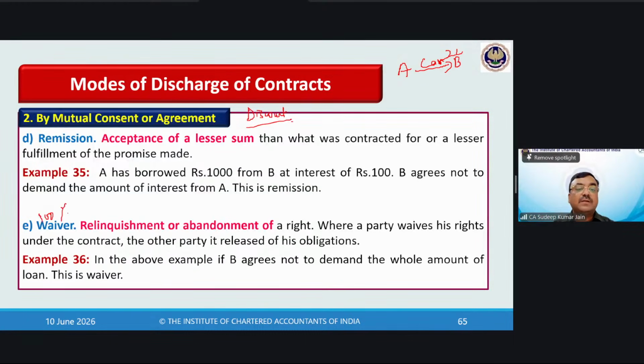Suppose in this example number 35, A says, sir, I could not pay any rupee, any single penny. B says, okay, don't make the payment. This is called waiver. Relinquishment or abandonment of a right. Where the party waives his right under the contract, the other party is released of his obligation. So, example 36: if in the above example, B agrees not to demand the whole amount of loan, this is waiver. Please read examples 35 and 36 fast.